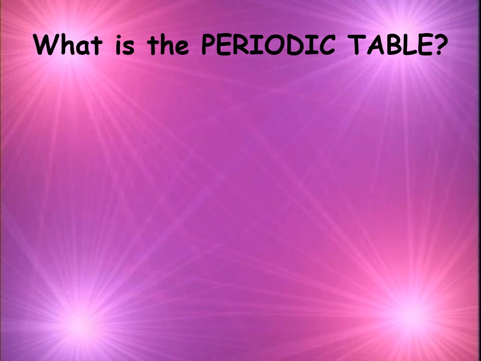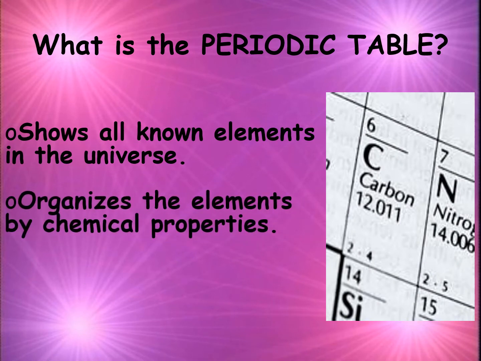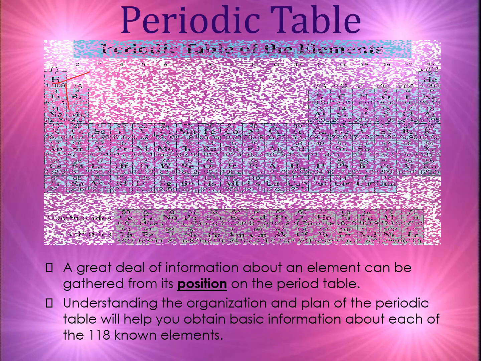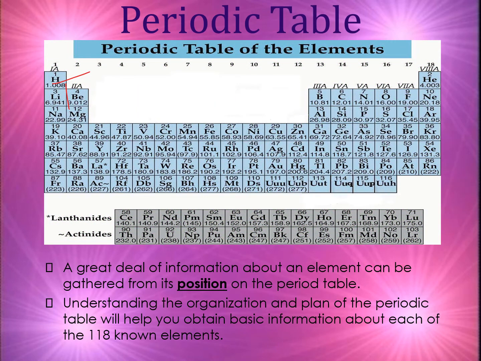What is the periodic table? A periodic table shows all known elements in the universe. It also organizes the elements by chemical properties. A great deal of information about an element can be gathered from its position on the periodic table. Understanding the organization and plan of the periodic table will help you obtain basic information about each of the 180 known elements.